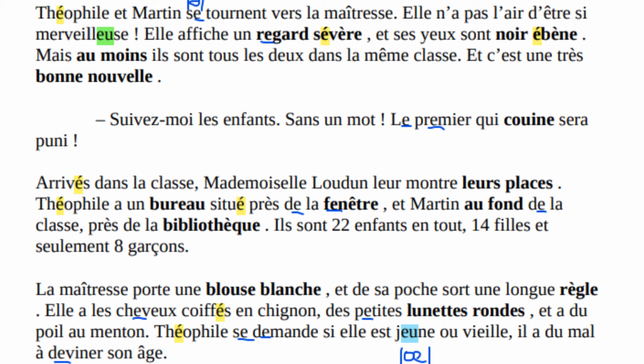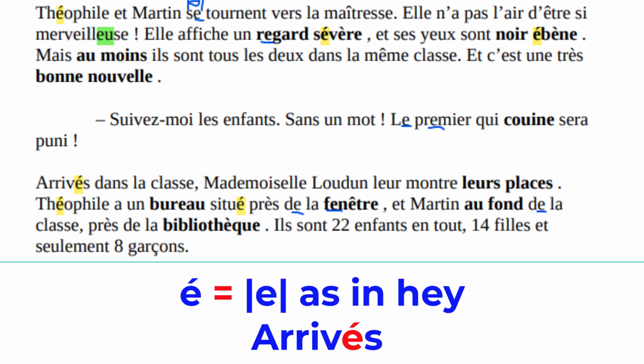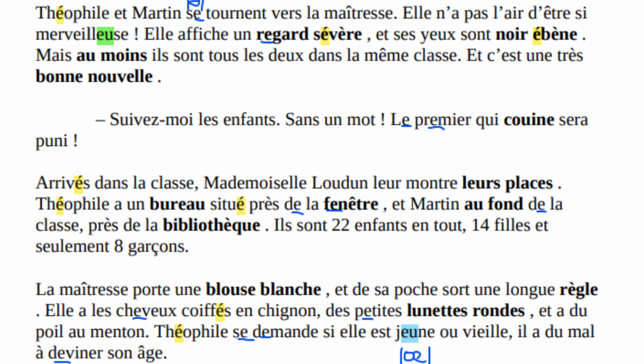Arrivé dans la classe, so we have our E accent aigu for arrivé, and can we hear the A sound? Mademoiselle Lundin leur montre leur place. Théophile a un bureau situé près de la fenêtre. For our situé, can we hear the A sound? Situé. A. We have our accent aigu there. We have près de E. We have our D plus E, the E sound. So we have de la fe, the E sound there.